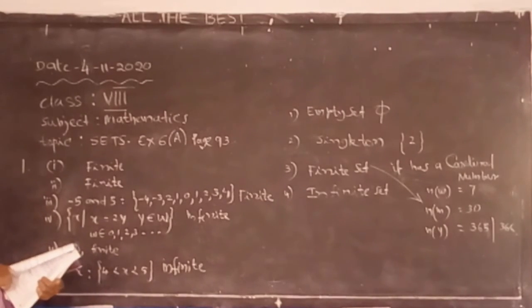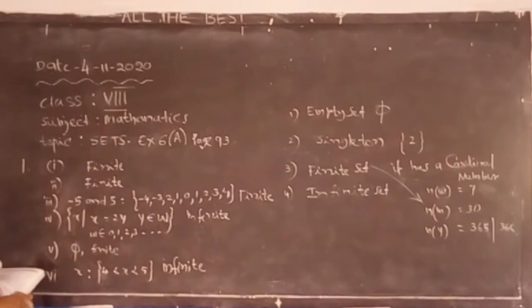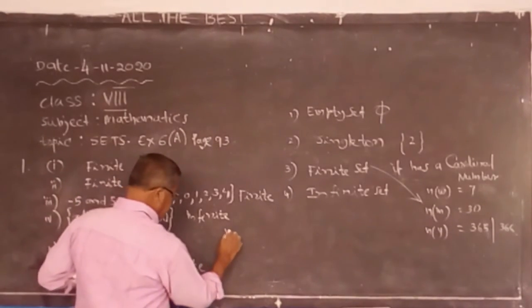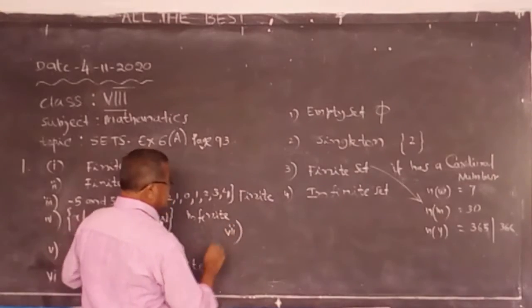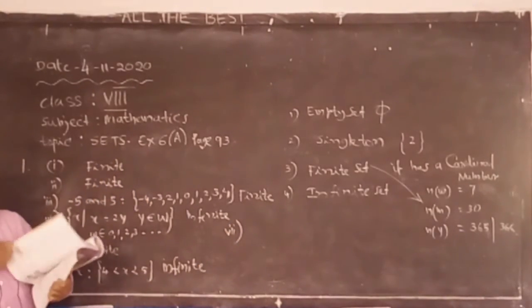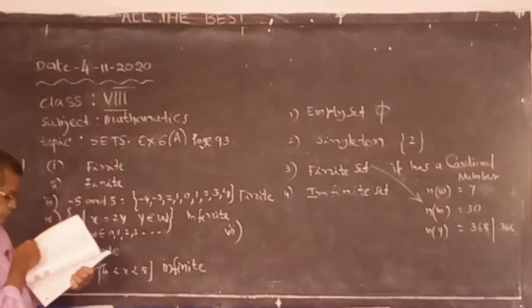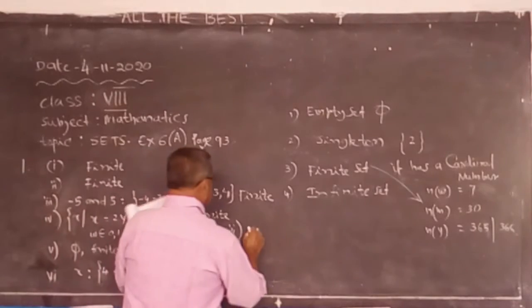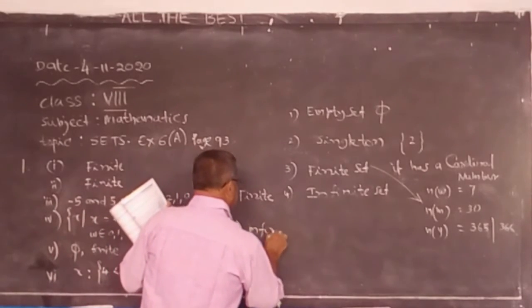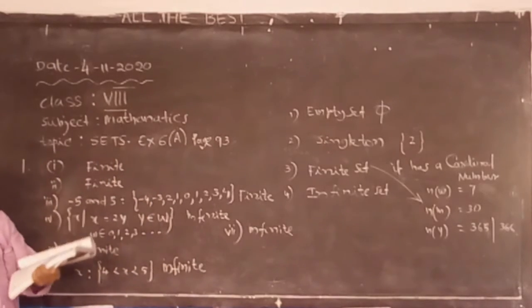Seventh question. The set of atoms on the earth. We cannot find them. There are so many, infinite atoms on the earth.